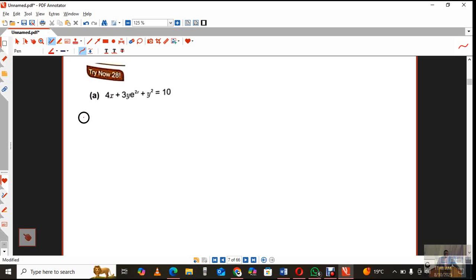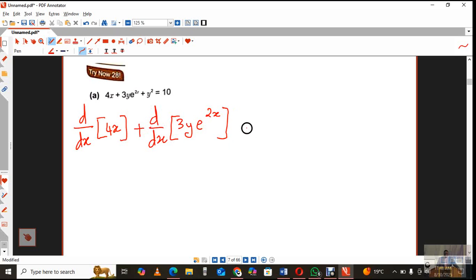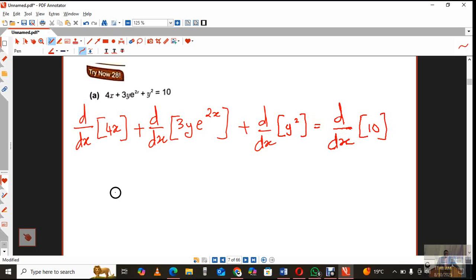So I have d by dx of 4x, I'm going to separate it, plus d by dx of 3y e to the power of 2x. I'm not going to take out the 3, because again I do not want to have to multiply over by that 3, plus d by dx of y squared equals d by dx of 10. I just find it easier to do it in those parts. The derivative of 4x is just 4.